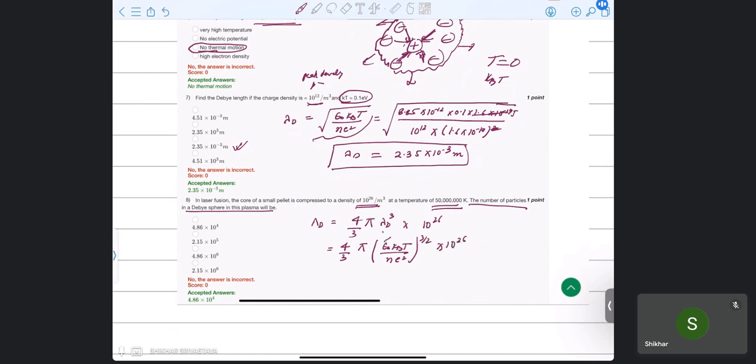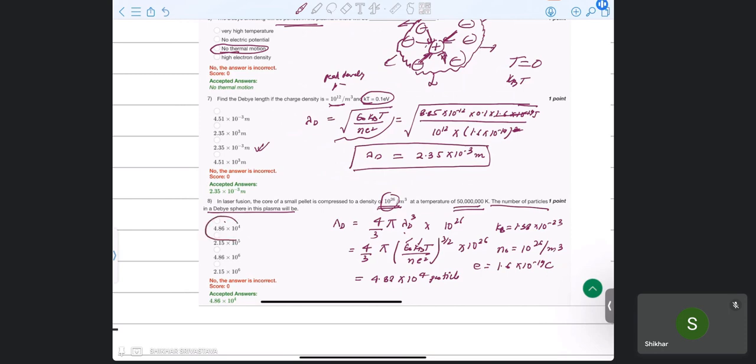You know epsilon naught, you know kB. kB is 1.38 into 10 to the power minus 23. You can confirm this value. T is given as 15 into 10 to the power 6 Kelvin. n is given as 10 to the power 26 per meter cube. e is 1.6 into 10 to the power minus 19 coulomb. Using all these values, you can find it. For me, it has come out to be 4.828 into 10 to the power 4 particles. So this many particles are present within the Debye sphere.